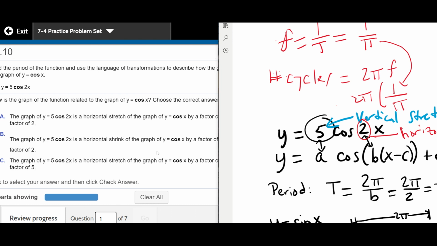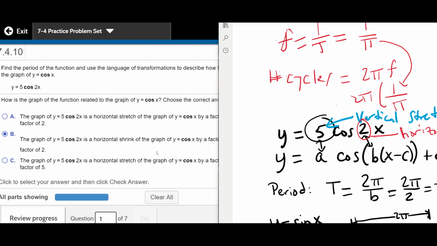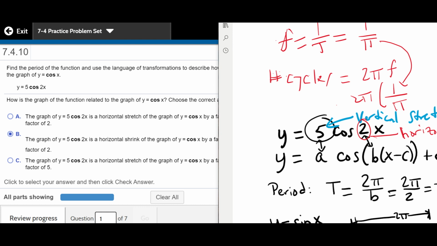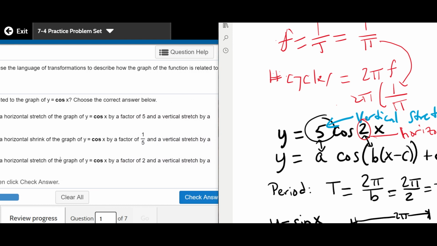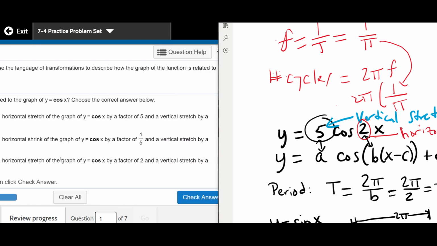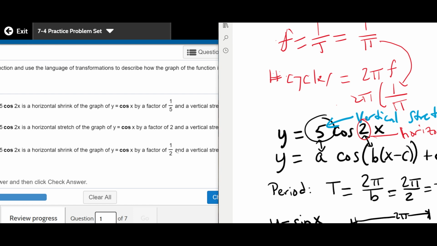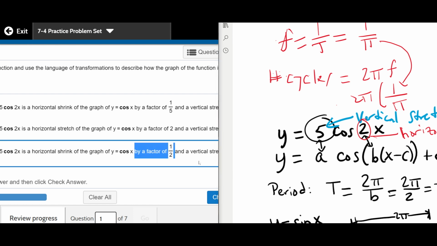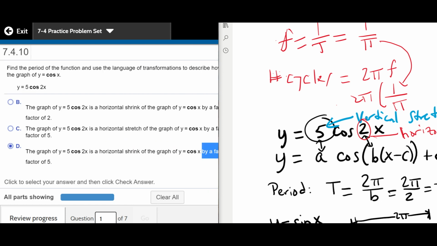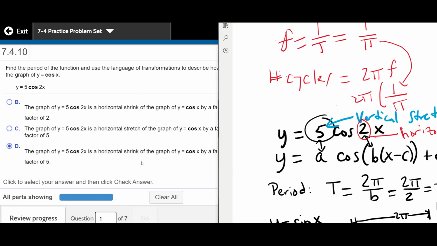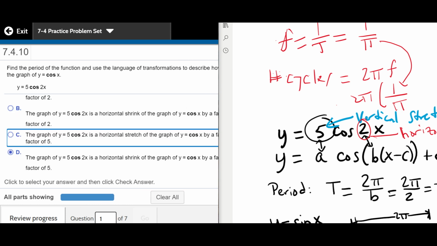Let's see, where is it? So we can see if we can find it. Horizontal shrink by a factor of not 1/5. Okay, there it is. Part D is a horizontal shrink by 1/2 and a vertical stretch by a factor of 5. So that's going to be the answer choice that we want. Okay, that's it.